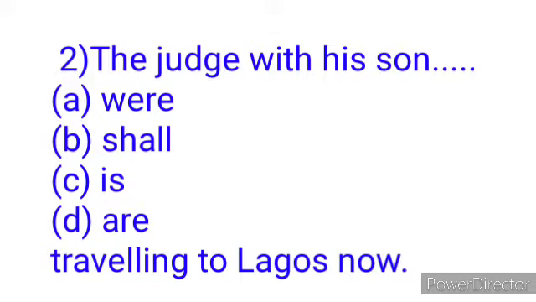Now, to choose the correct answer among these two, we have to know if the subject of this sentence is singular or plural. If the subject of this sentence is singular, we are going to choose option C, is. And if the subject of this sentence is plural, we are going to choose option D. The subject of this sentence is the judge, and it is singular. So the correct answer is option C, is.